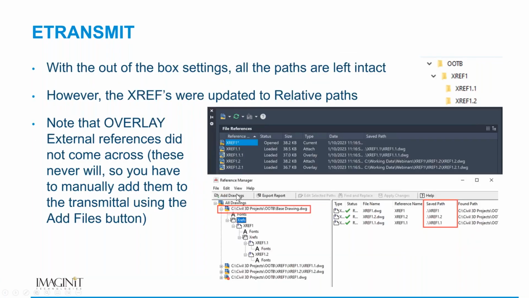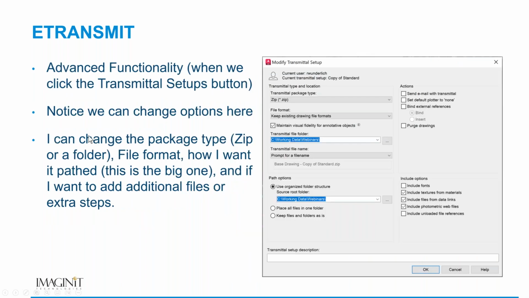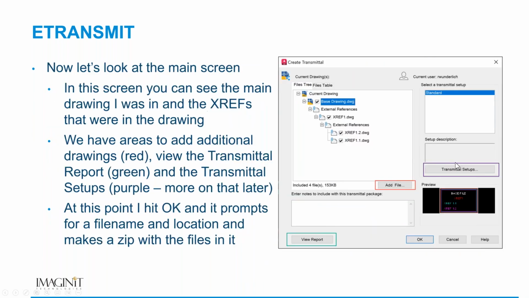Okay. And then you'll see that there are other things, like you can have it capture fonts, and a number of other things. And this is Reference Manager. So now we're going to talk about advanced functionality. This is where we can do things, and this is what's so important. So on the support side, when we ask you to do an eTransmit, we want you to flatten everything to a single directory. And this is where we do it, under that advanced transmittal setup right here.